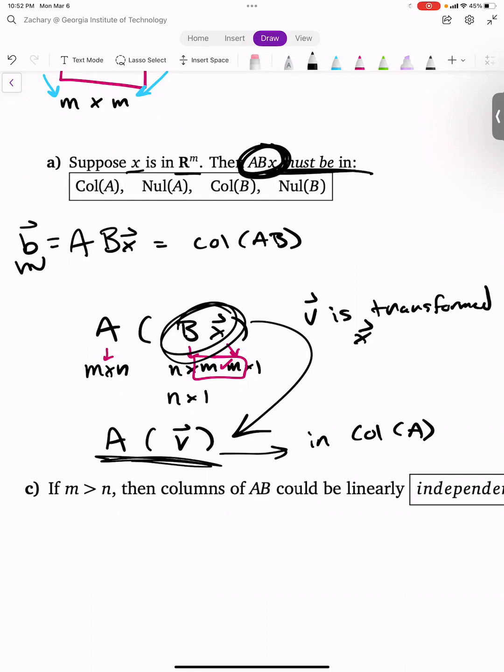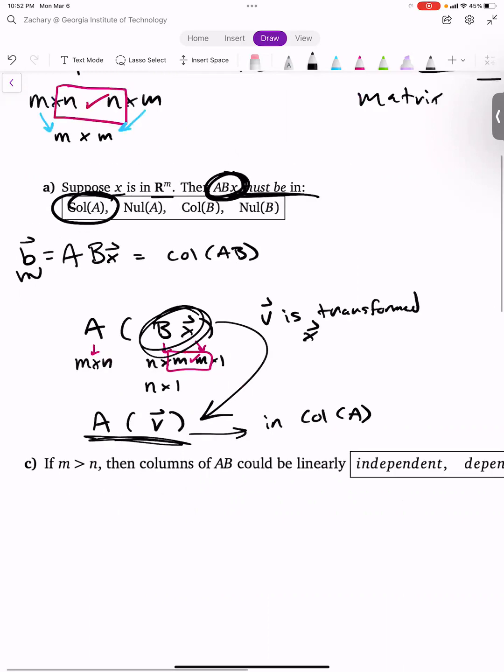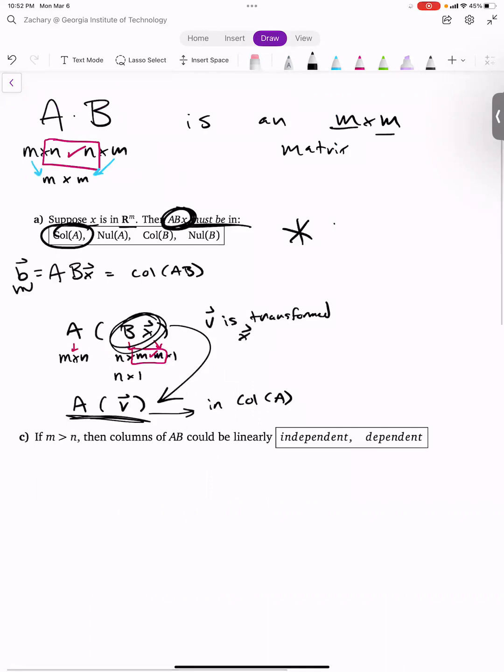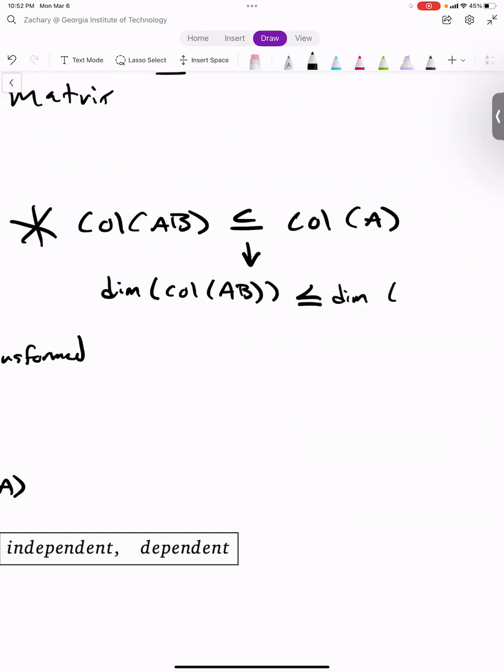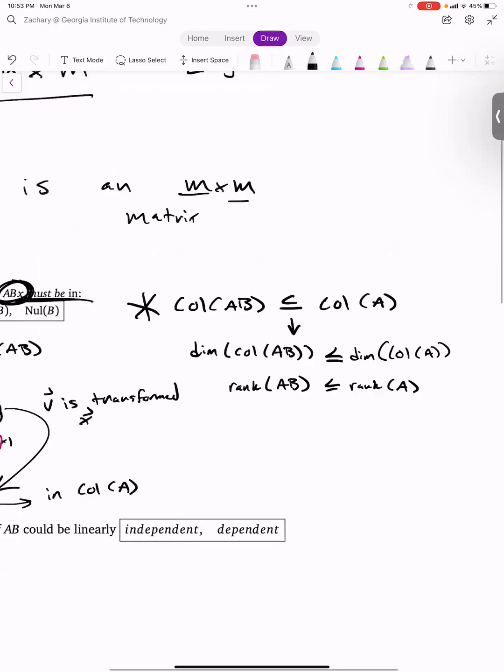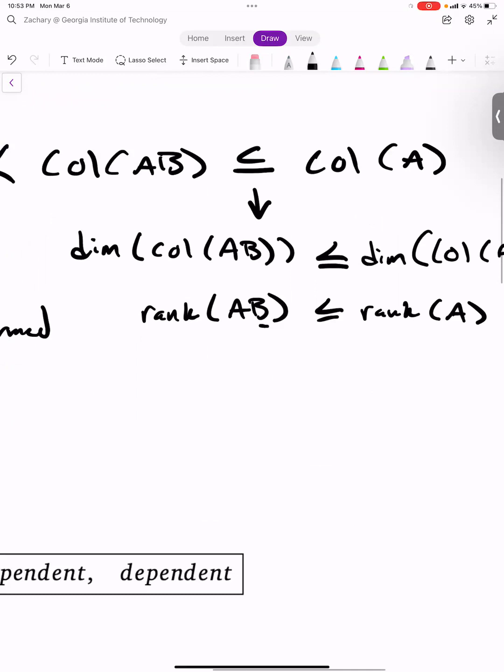So the column space of AB must always be contained within the column space of A. I'm going to write this nice little note: the column space of AB must always be a subspace of the column space of A. We can translate this into numbers by saying the dimension of the column space of AB must always be less than or equal to the dimension of the column space of A. So we can rewrite this as the rank of AB is always less than or equal to the rank of A.